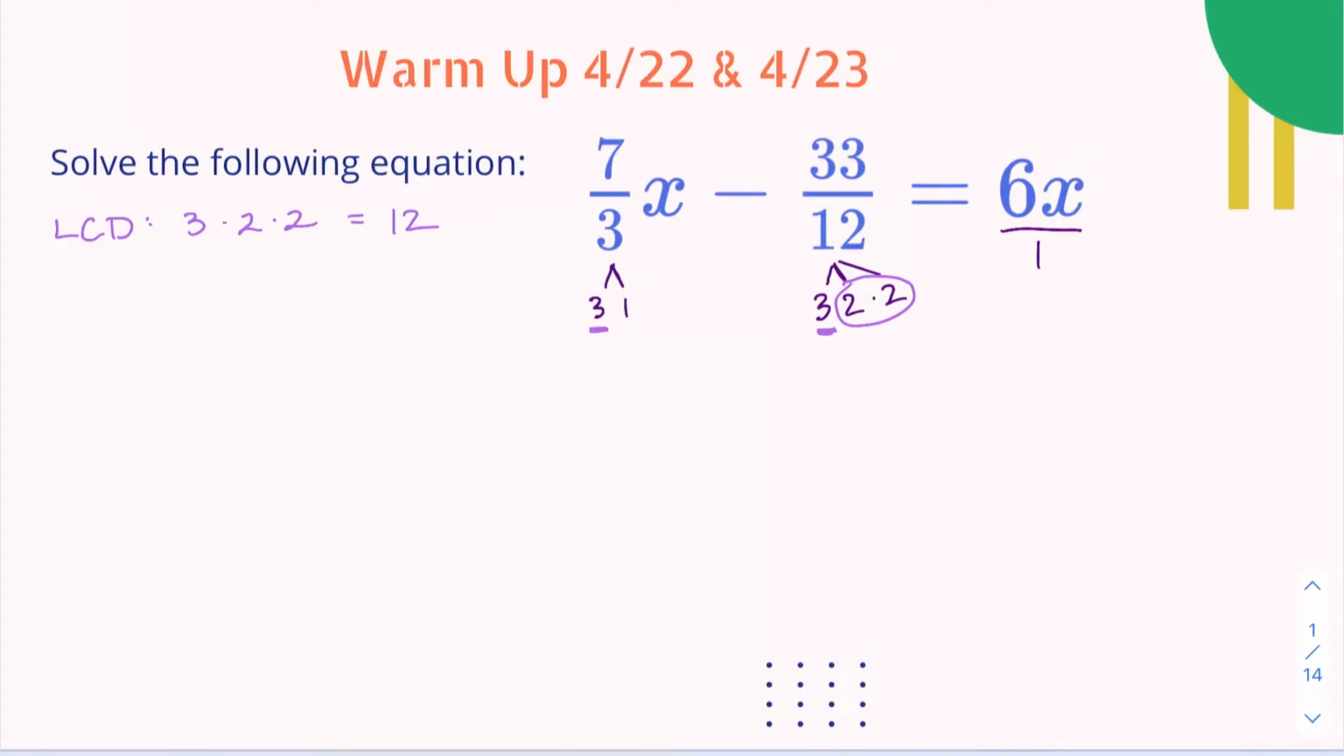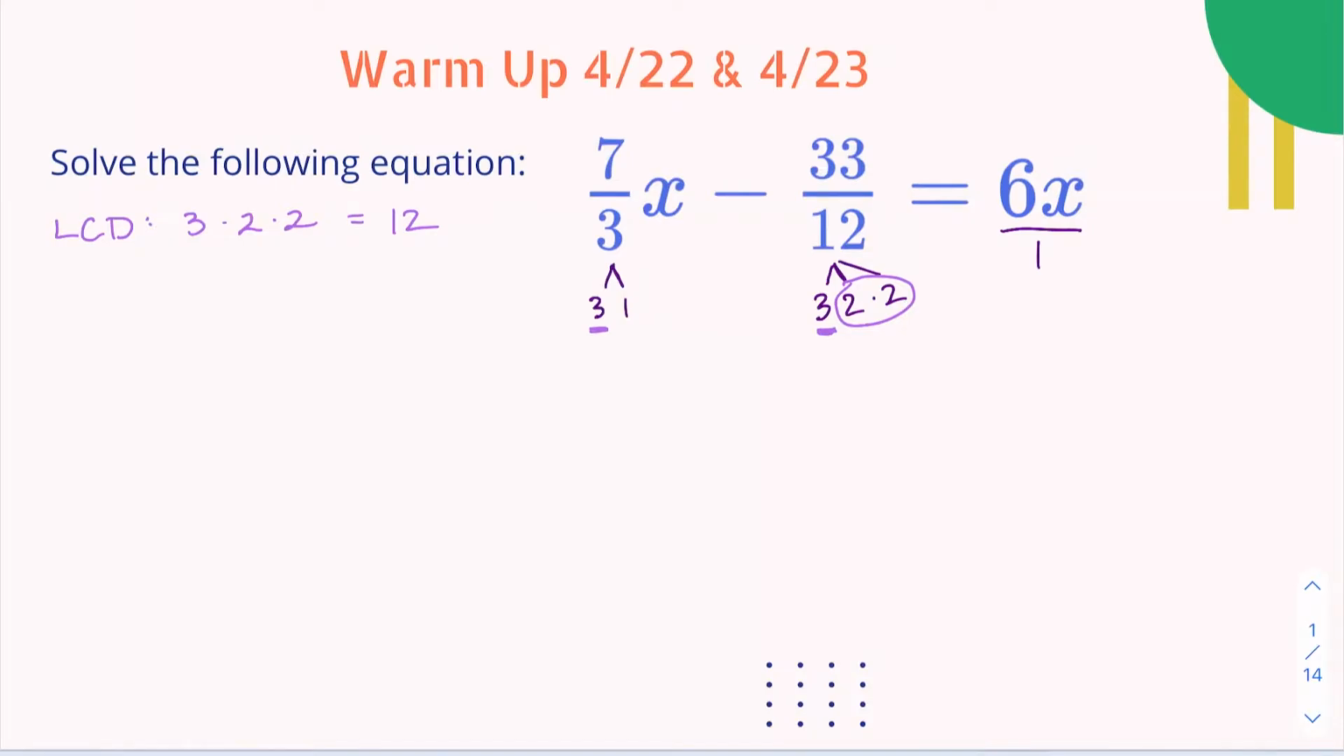Now, to clear the denominators, what I can do, because this is an equation, and the only rule of an equation is that you must keep it balanced, right? Whatever you do to one side, one set of terms, you have to do to the other. We can clear the denominators by multiplying each term by the LCD.